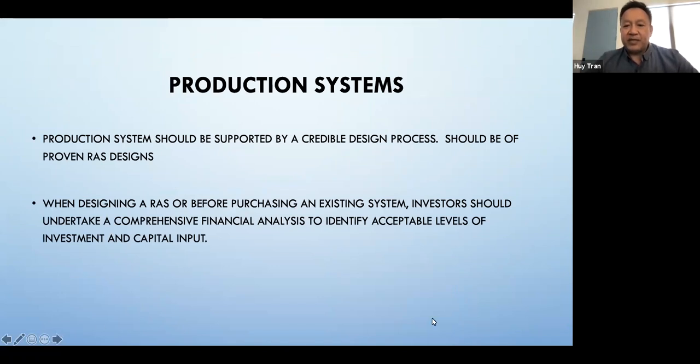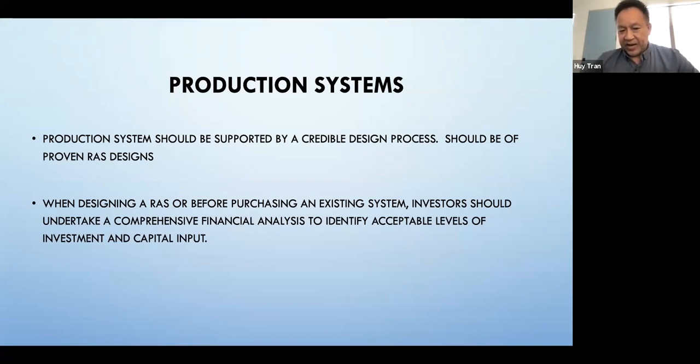Production systems really should be supported by credible design. I've seen so many systems that are trying to reinvent the wheel or haven't done the research, and they're making the same mistakes that I see year after year after year.